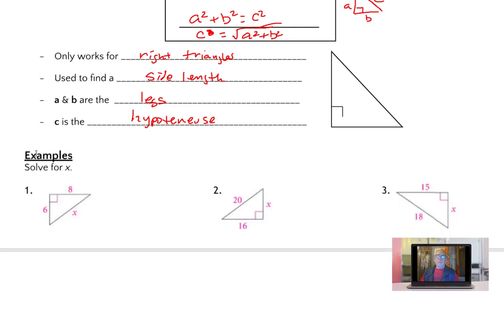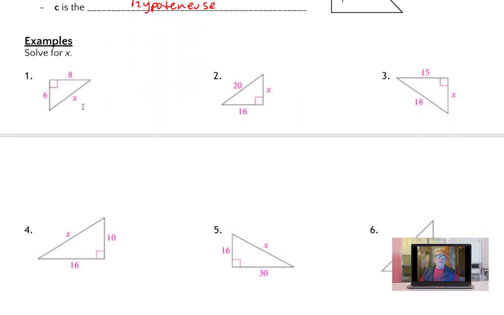Let's look at some examples here. We want to solve this for x. So we've got that C is opposite the right angle. So we have 6 squared plus 8 squared is equal to x squared.